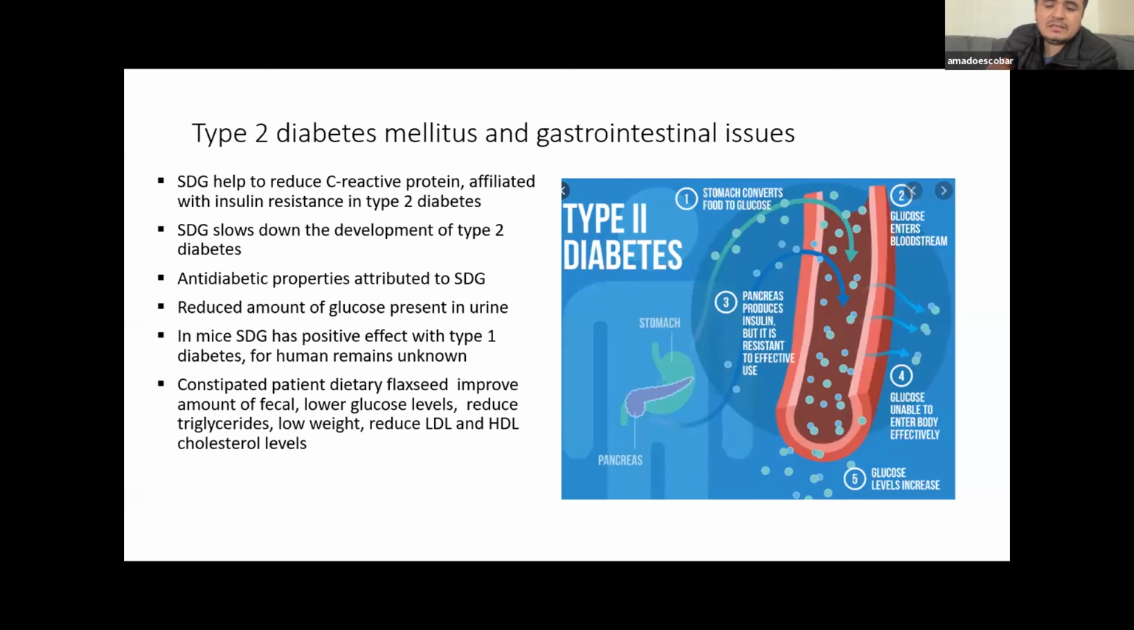And also, in a clinical trial, flaxseed was given to mice. The mice had type 1 diabetes, and it really helped, but for human consumption, it's not known if it will help with type 1 diabetes. Also, in another clinical trial, flaxseed was given to elderly patients, and it really improved their fecal health, and it lowered the glucose levels. It reduced the triglycerides. The patients lost weight, and it reduced the bad cholesterol, which is the LDL, and improved the HDL levels in the patients. And we can move to the next one.